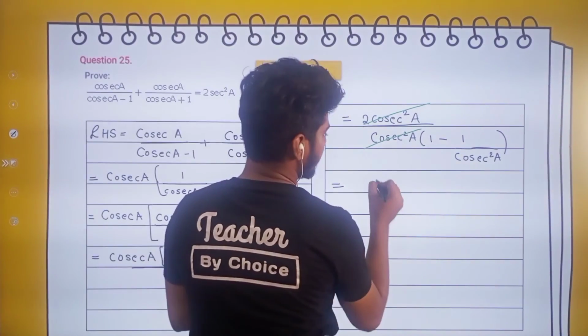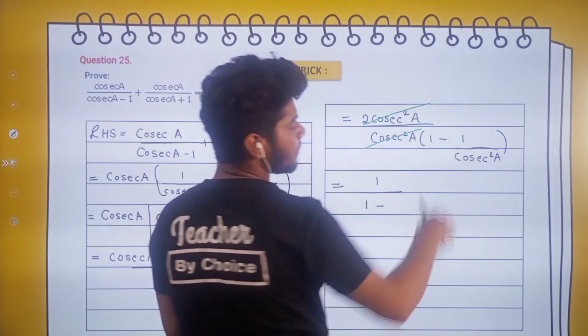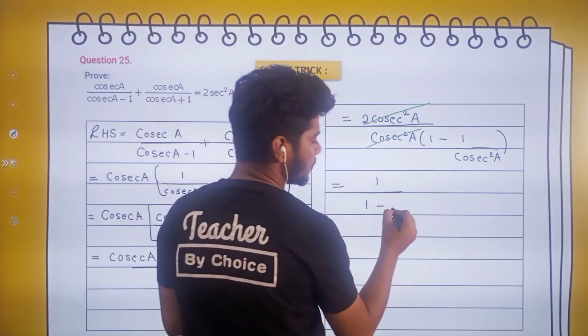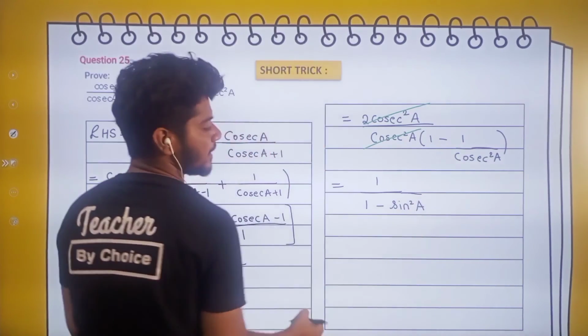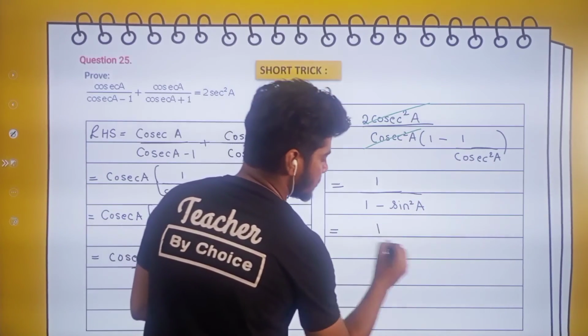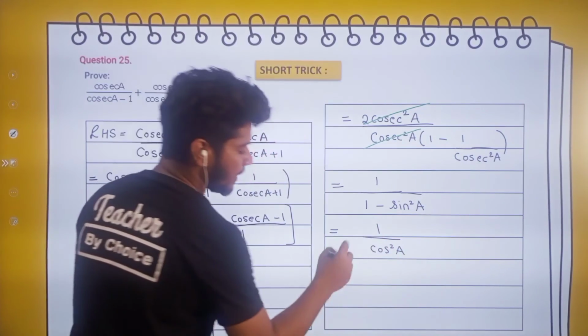Now it is easier. See, 1 upon 1 minus, what is 1 by cosec square a? 1 by cosec square a is sin square a, right? And 1 minus sin square a is what? 1 minus sin square is cos square a, right?